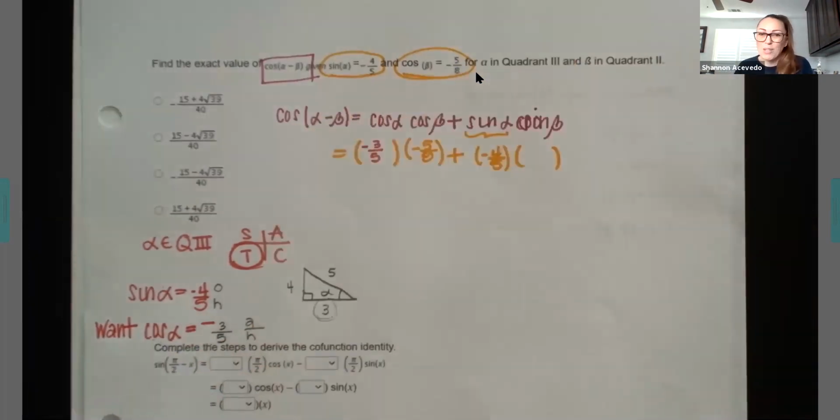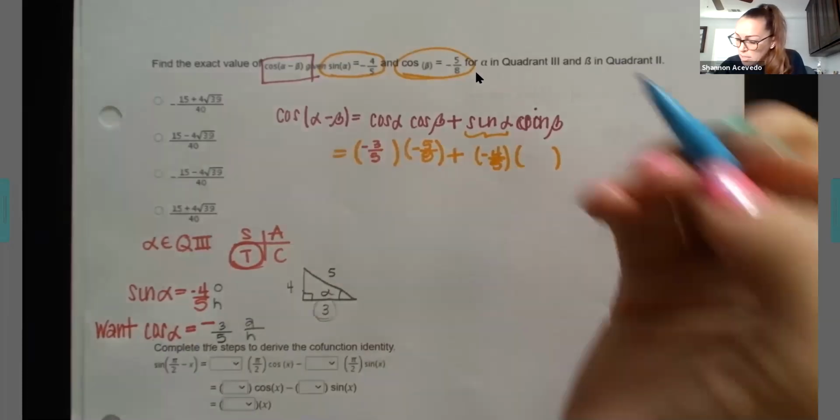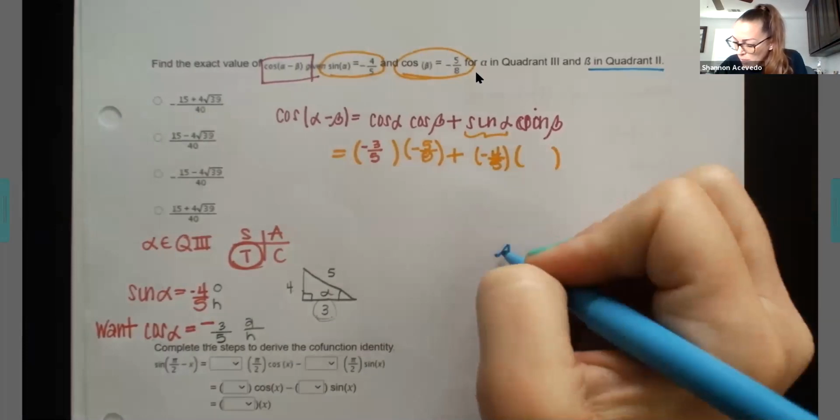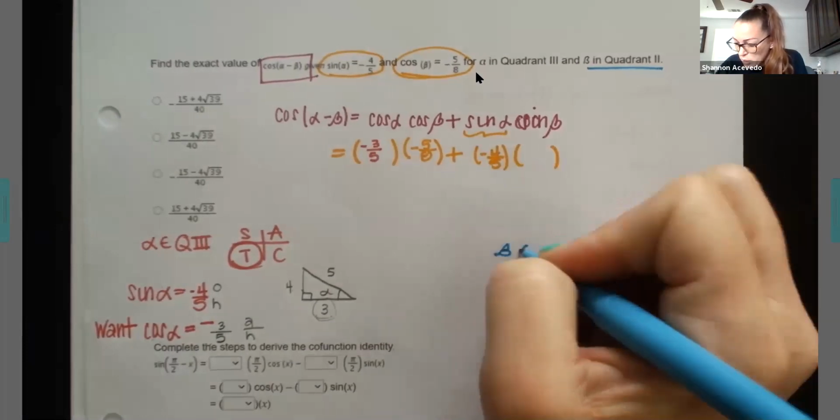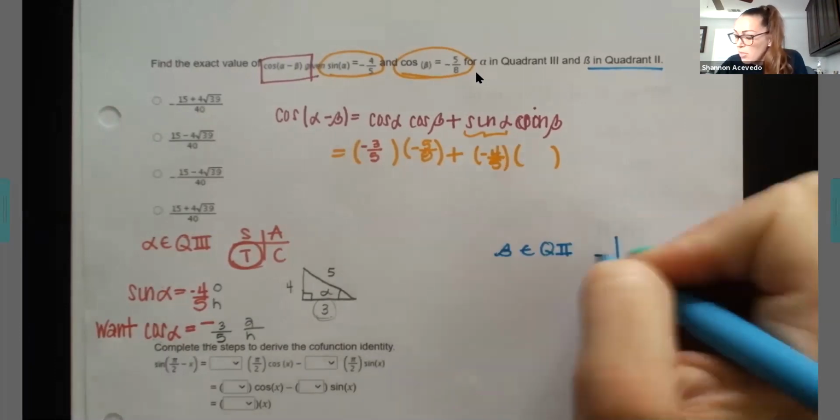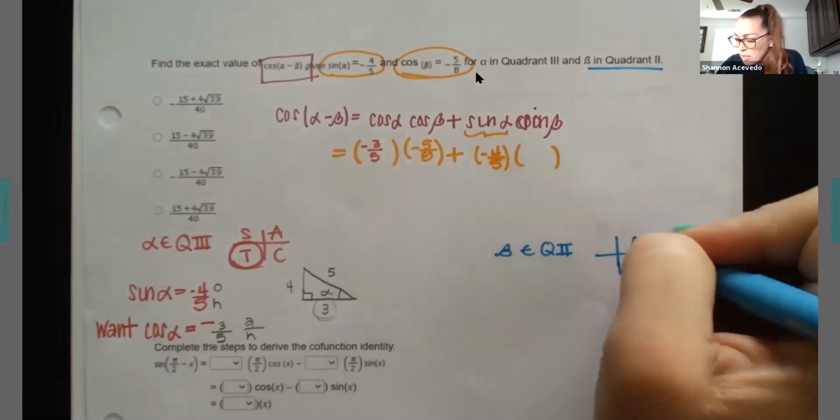But I still have to do this for my other ones. So these ones require a little bit of work. It's not difficult, it's repetitive. It's the same idea each time. So I know that this beta value exists in quadrant 2 this time. So they're different quadrants. And this tells me all students take calculus.